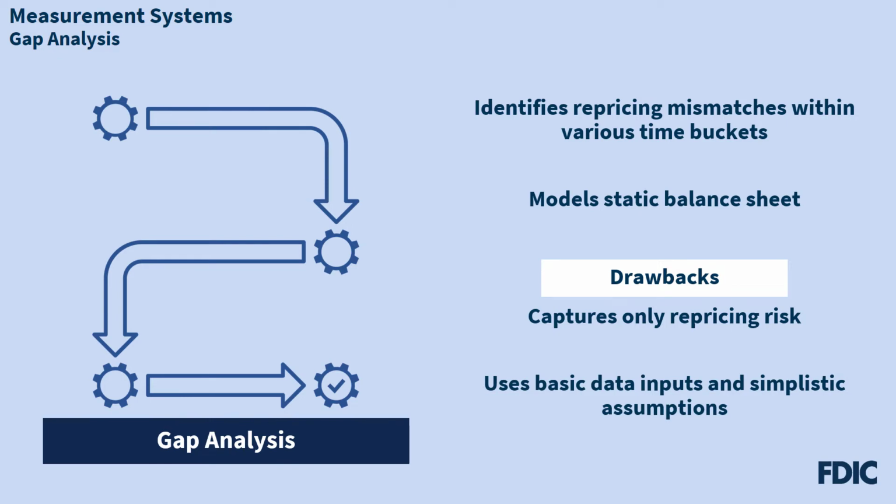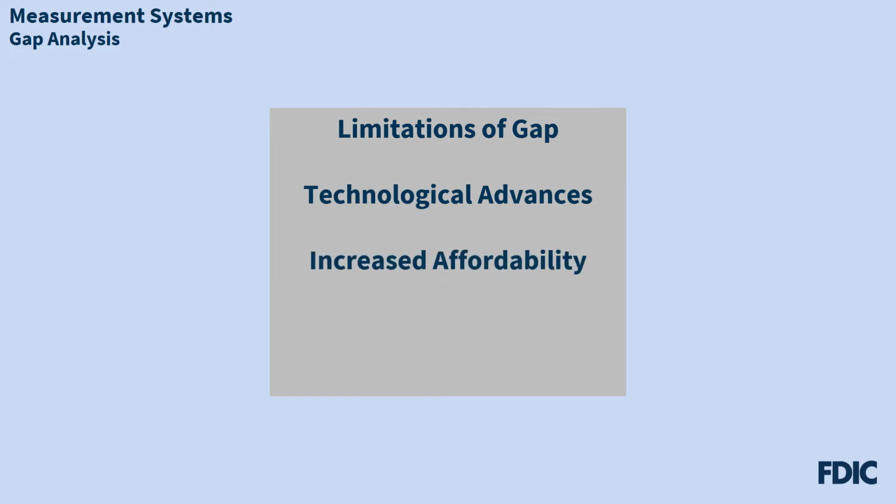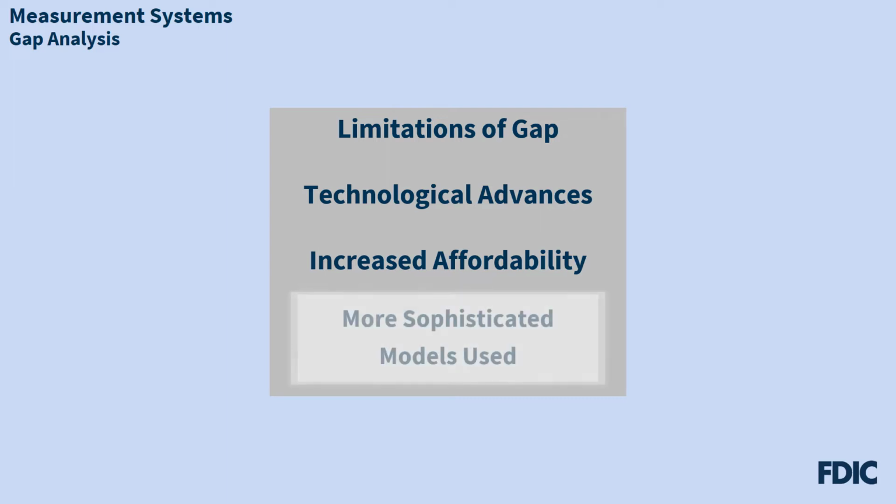One drawback of gap analysis is the inability to effectively model other types of risk besides repricing risk. Another is the use of simplistic data inputs and assumptions that do not fully capture a bank's asset and liability characteristics. Because of the limitations of gap analysis, advances in computer technology, and increases in affordability, even less complex banks have trended towards adopting more sophisticated models with income simulation capabilities.